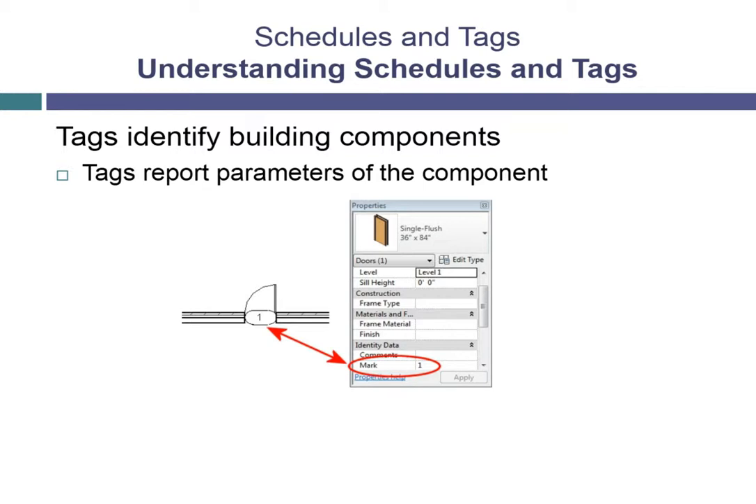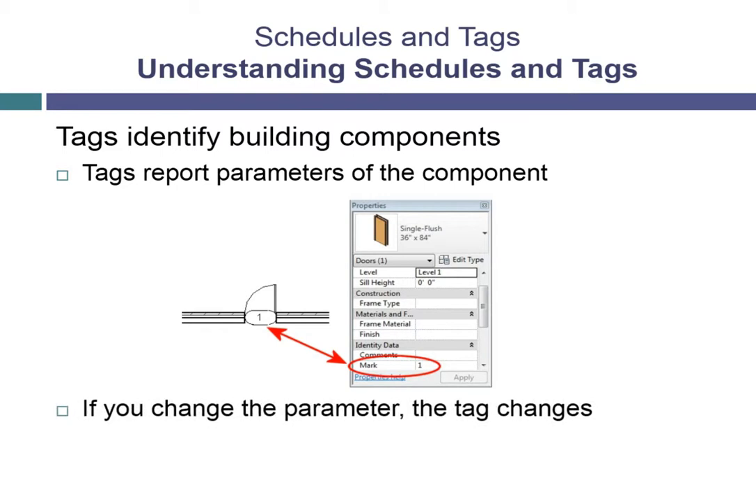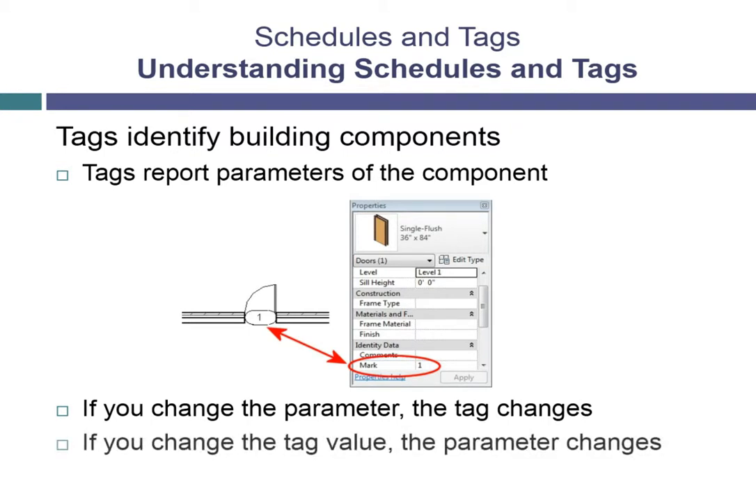For example, a door tag typically reports the mark or door number parameter of the door. A room tag reports the room name and room number parameters. When you change the door number, either in the Properties palette or in the door schedule, the door tag immediately updates. And when you change the door number value in the tag, you're actually changing the door mark parameter, which will also cause the door number to change in a door schedule.